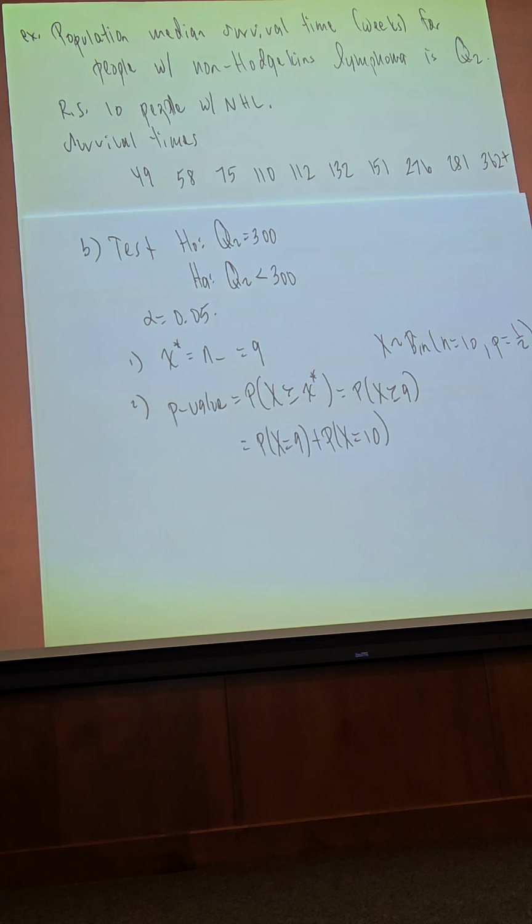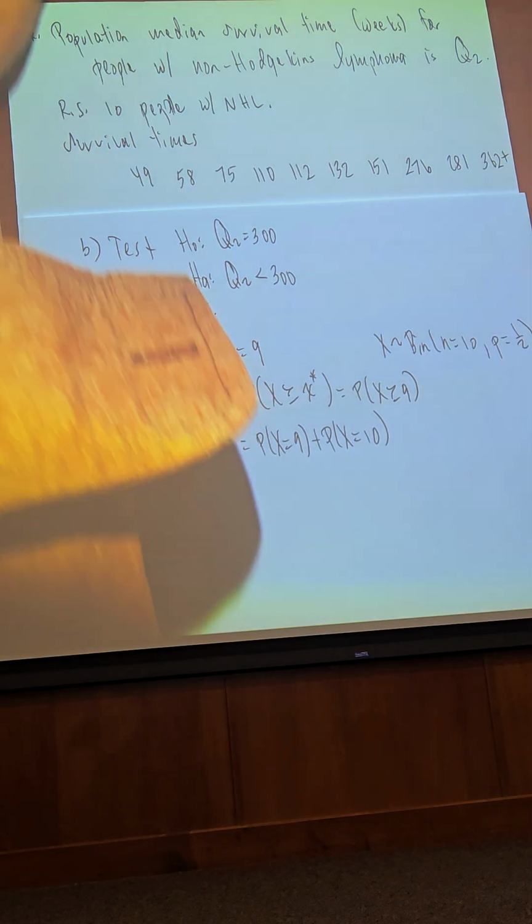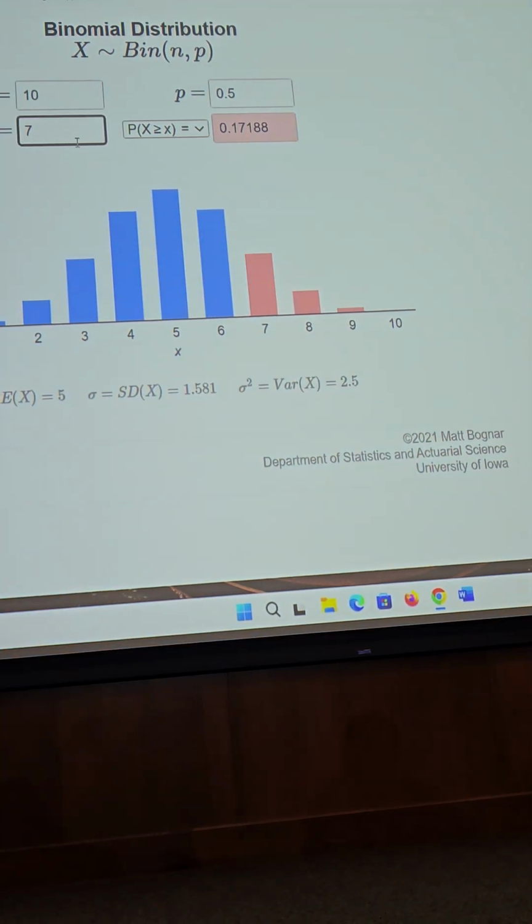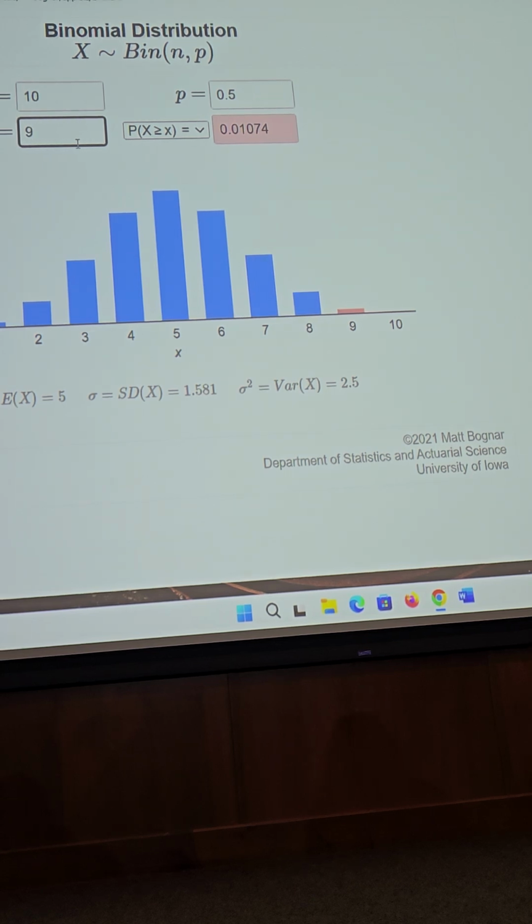And for each of those guys, you could use the binomial formula. You could crank it out. Let's just use the app to get this really easy for us. Let's see what we get. So let's put in 9 for x and greater than. Okay, so the probability x is 9 plus the probability x is 10 is 0.0107.